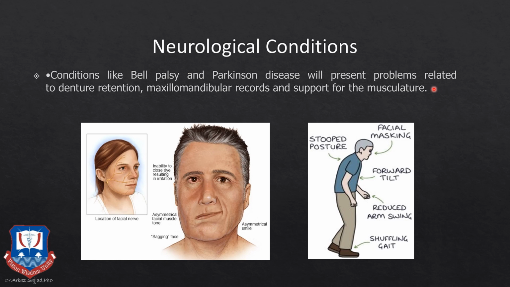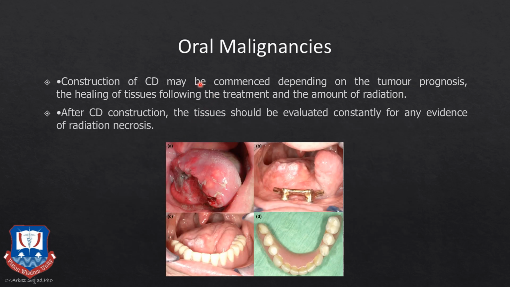These patients usually present problems not only during the denture construction but also with the retention of the dentures because of the lack of the peripheral seal and poor neuromuscular control, which may affect the denture stability. So, in such cases, adjunctive things such as denture fixatives may be required. So, next is the oral malignancies.